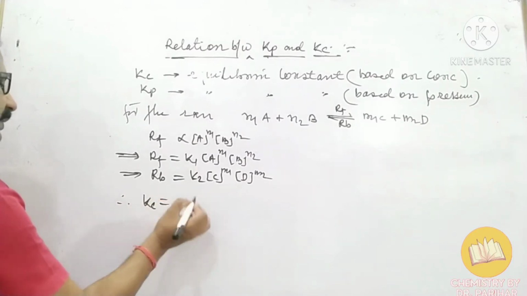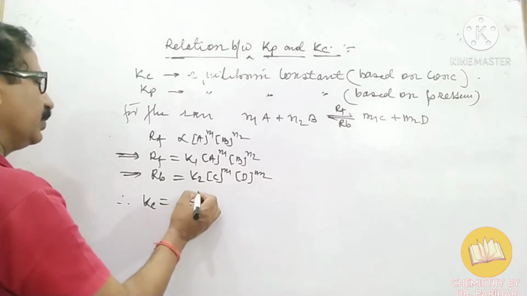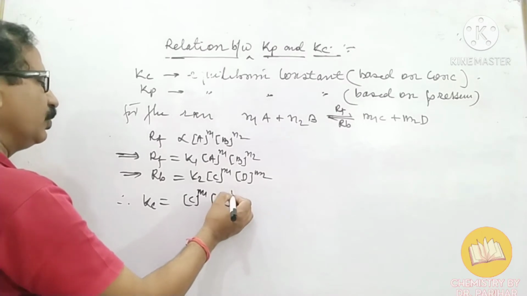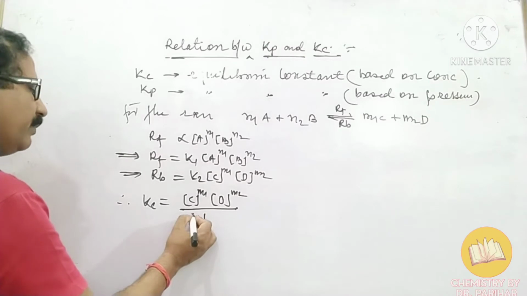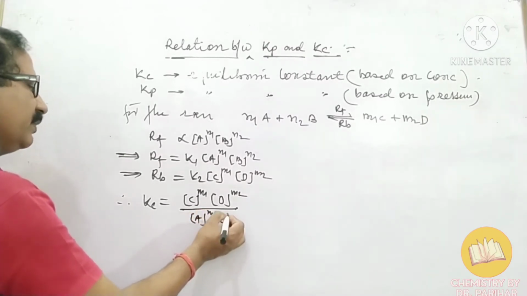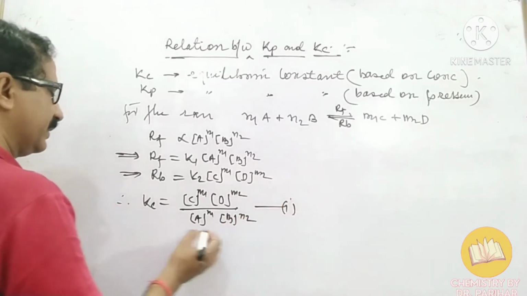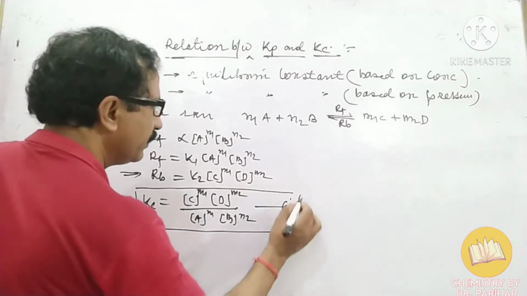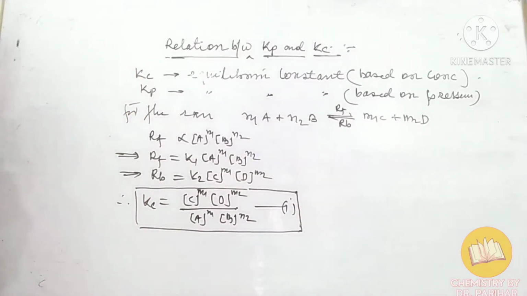Therefore, Kc we can directly write as concentration of C to power m1, concentration of D to power m2, whole upon concentration of A to power n1, concentration of B to power n2. Equation first. This is the value of Kc, the equilibrium constant.